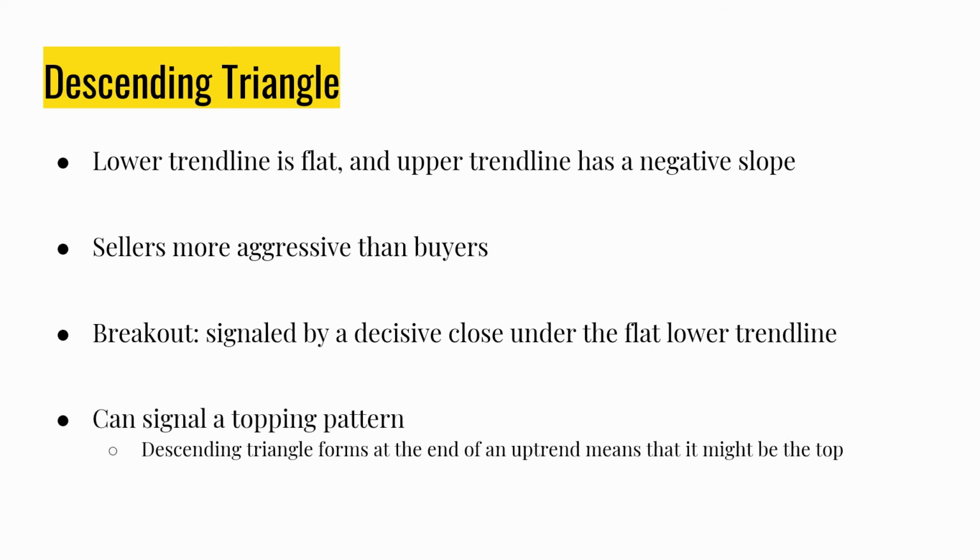This type of triangle can also serve as a topping pattern. For instance, if a descending triangle is formed in an uptrend, then the trend is weakening, and it may be a sign of a reversal.